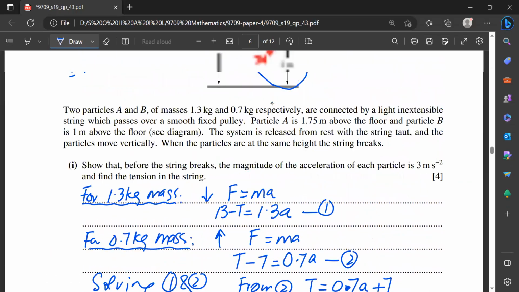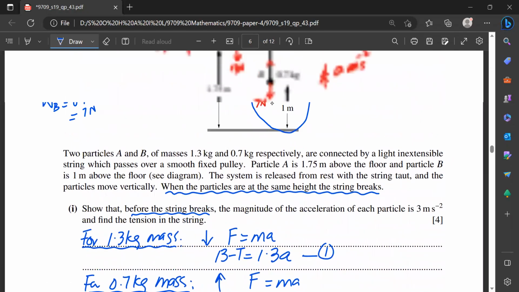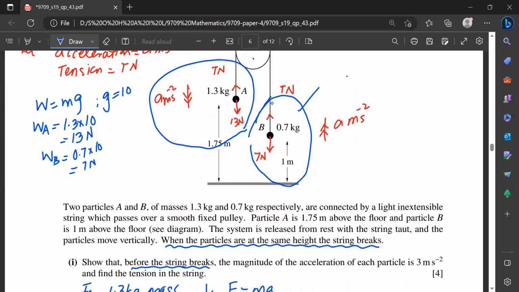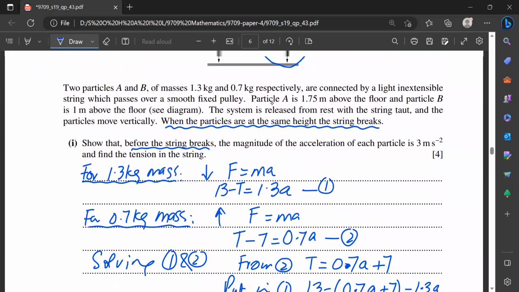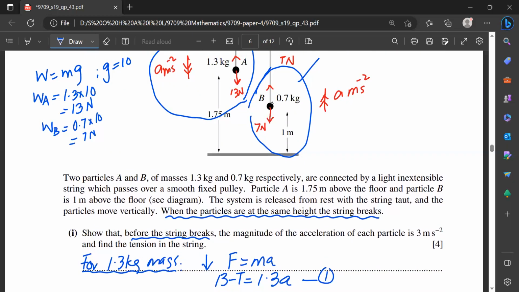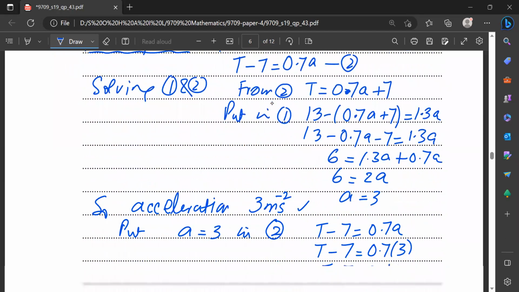So this was part A for 4 marks. The question was before the string breaks, when the particles are at the same height. So this is the activity before the string breaks. Separately, you can take each particle and use F equals ma, and in this way you can form two equations and solve them simultaneously. F is the net force, force in the direction of motion minus opposite forces: 13 minus T in the first case and T minus 7 in the second case.